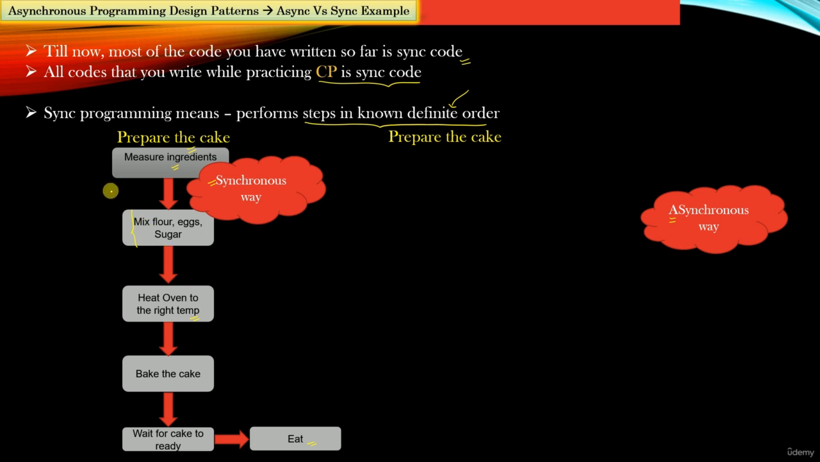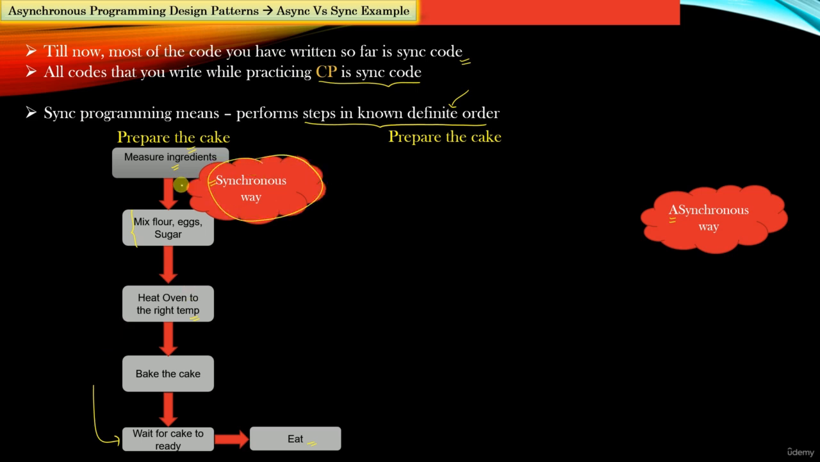So in this very simple example, there is one thing in common, and that is that you have to perform the steps in a definite order. You cannot alter the order of any of these steps in order to prepare the cake. Or even if you alter the order, you cannot perform two steps at the same time. Another thing to notice here is that you have to wait until the cake is ready. So this is the synchronous way of doing it.